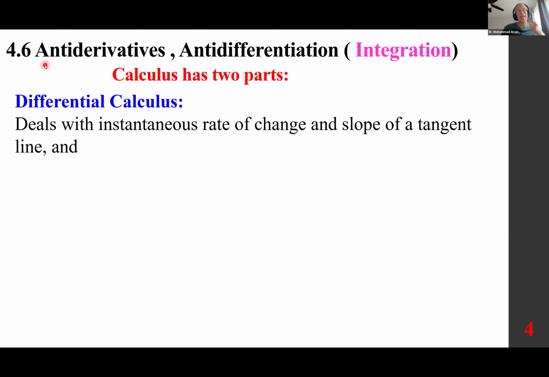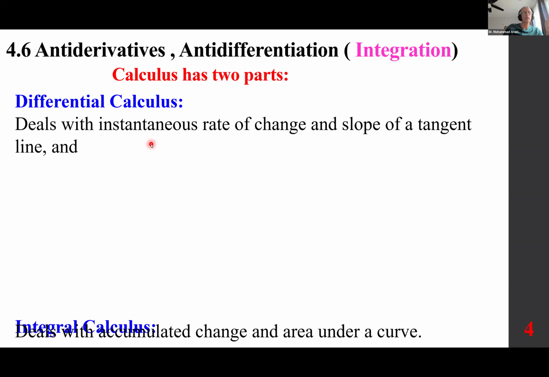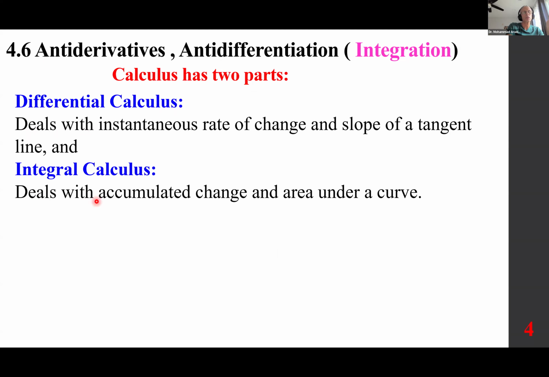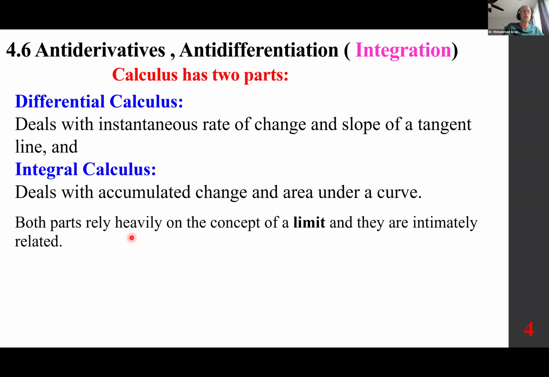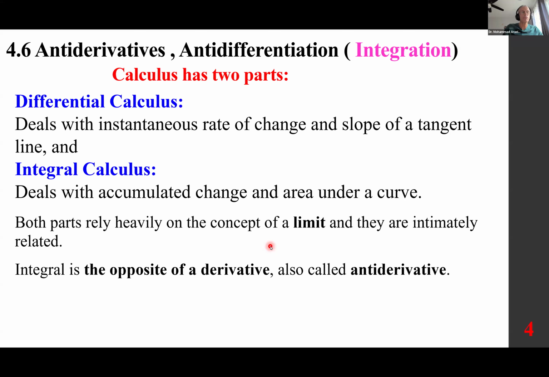And now 4.6, antiderivatives, also called anti-differentiation, also integration. Calculus has two parts: differential calculus, which deals with instantaneous rate of change and slope of a tangent line, and integral calculus, which deals with accumulated change and area under a curve. Both parts rely heavily on the concept of a limit, and they are intimately related.